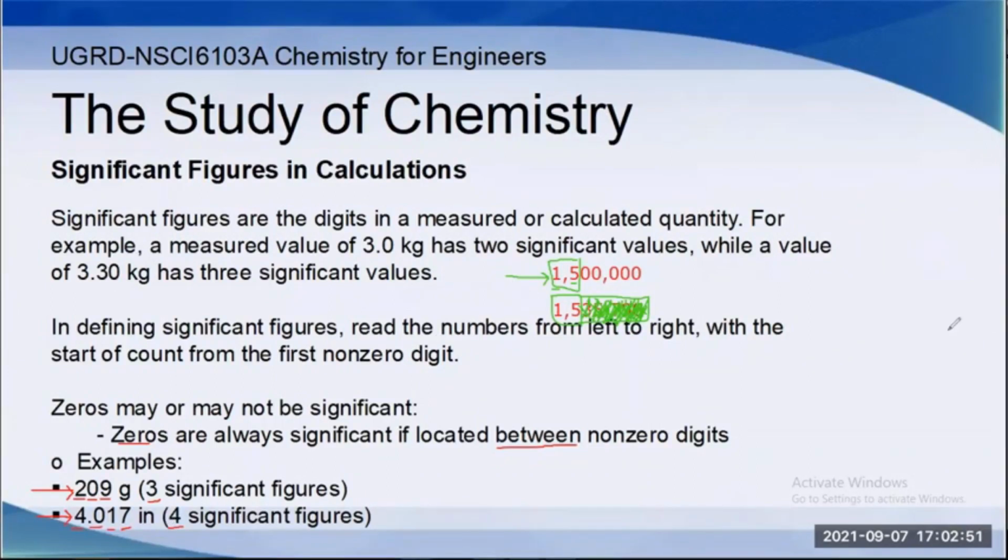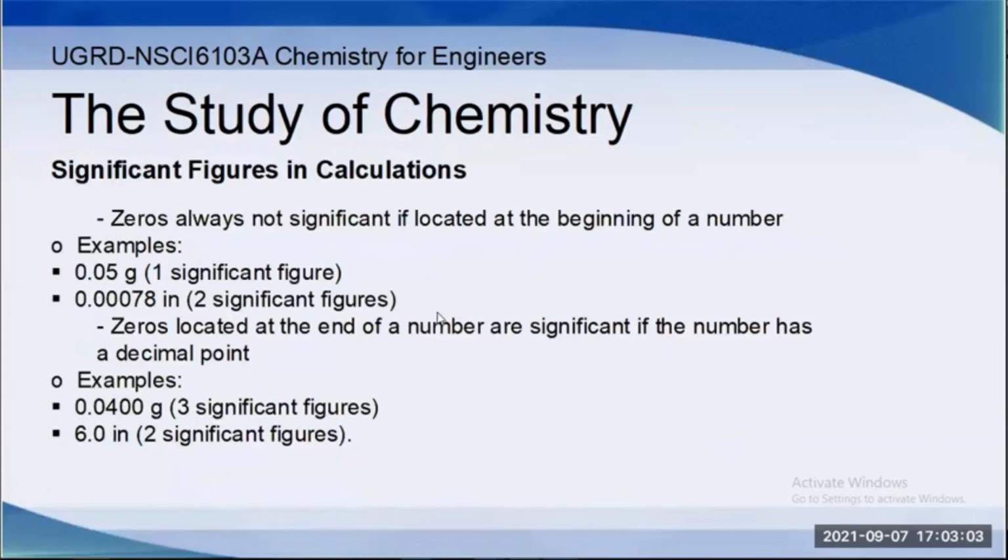So let's proceed to our other rules. I will clear the doodle in 5, 4, 3, 2, 1. Second rule, zeros are always not significant if located at the beginning of a number. Again, the rule is to count from left to right, and then the first non-zero digit. The first non-zero digit is 5. So all of the zeros that we pass by are not significant since this is the first non-zero digit. Not significant, beginning.